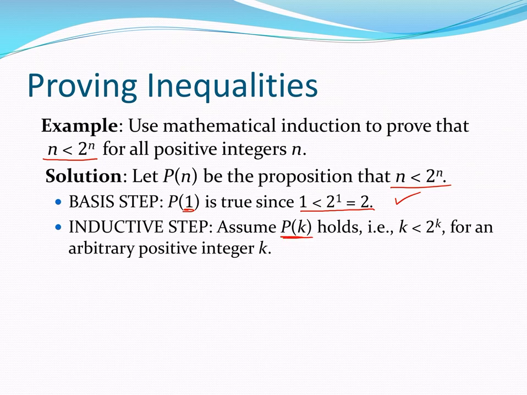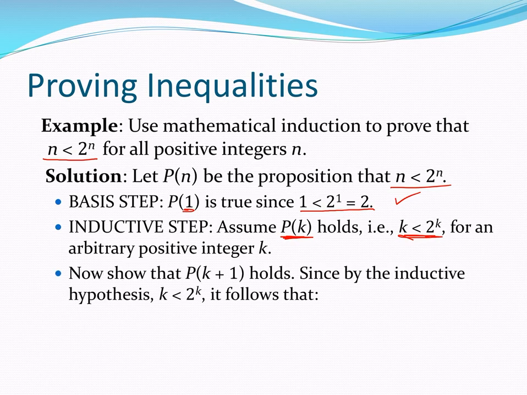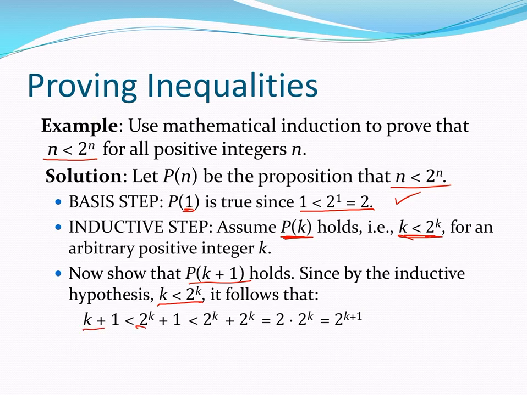Okay, we're going to assume the inductive hypothesis, that is, k is less than 2 to the k, in our inductive step. And we want to show P(k+1). We're going to start by assuming the inductive hypothesis, and then we're going to add 1 to both sides. So here's our inductive hypothesis. Here we've added 1 to both sides.